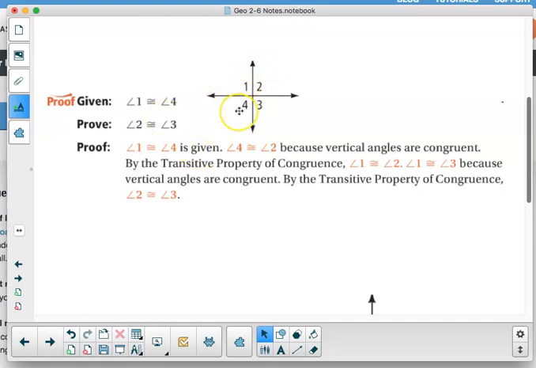So if 1 and 4 are congruent, I can prove that 2 and 3 are congruent by transitive property of congruence. If 1 is congruent to 4 and 4 is congruent to 2, 1 and 2 must be congruent. That's transitive property of congruence. Now, 1 and 3 are congruent because vertical angles are congruent. And by transitive property of congruence, I can say that 2 and 3 are congruent, for the same reason. So this is our example of a paragraph proof.